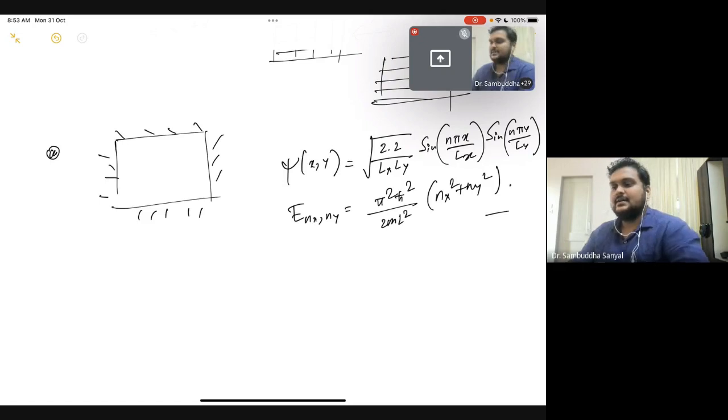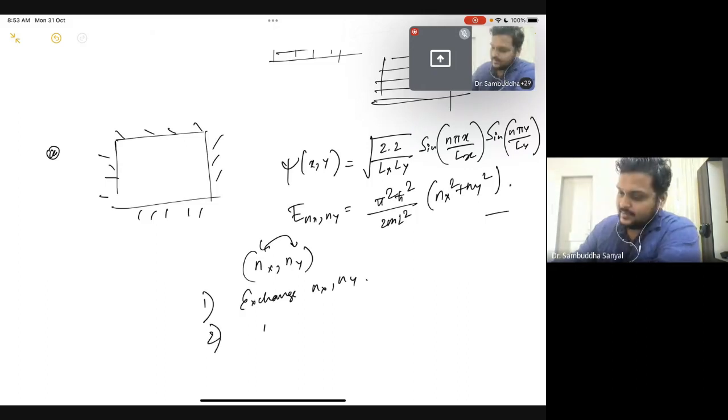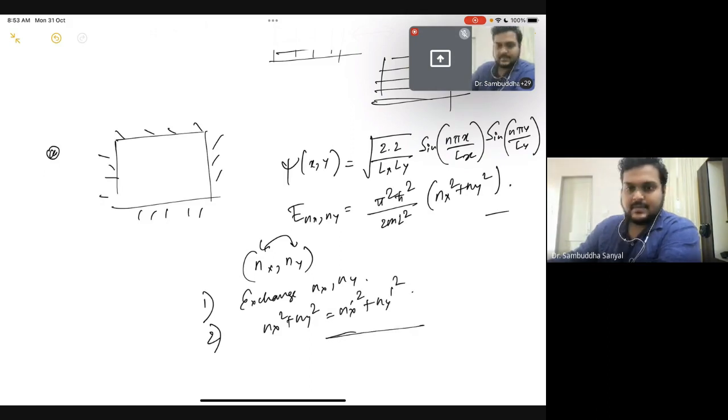Okay, this was the function, and we said that there is a degeneracy when you just label a state with this pair of numbers and you exchange nx and ny. Plus also there is another degeneracy. So this is one kind of degeneracy: one is exchange in x and y, and another one, as you pointed out, is of this form. This is the accidental degeneracy.